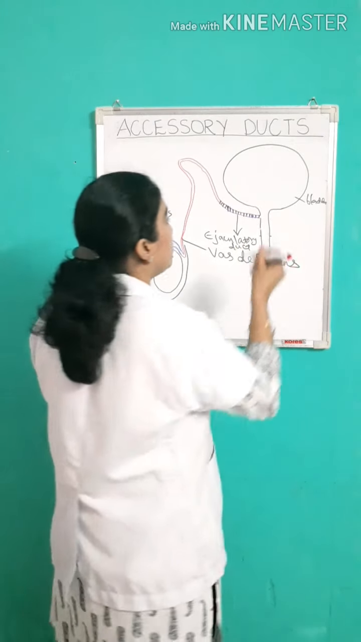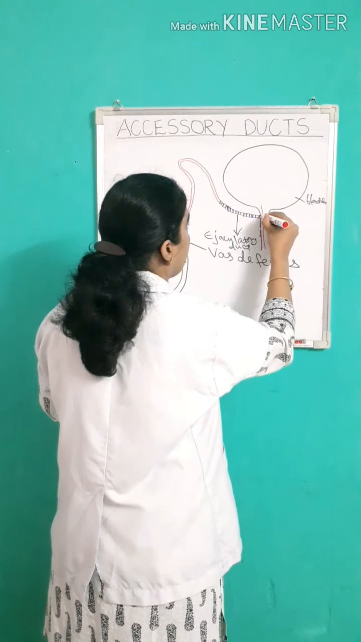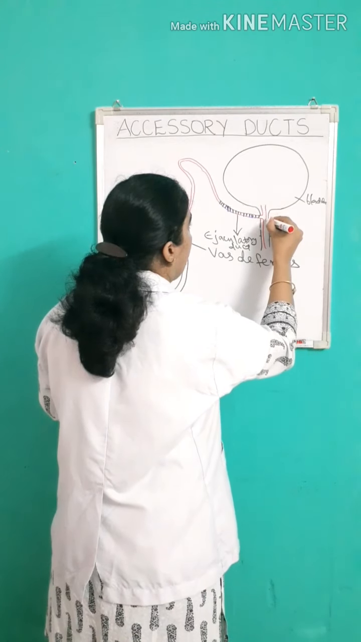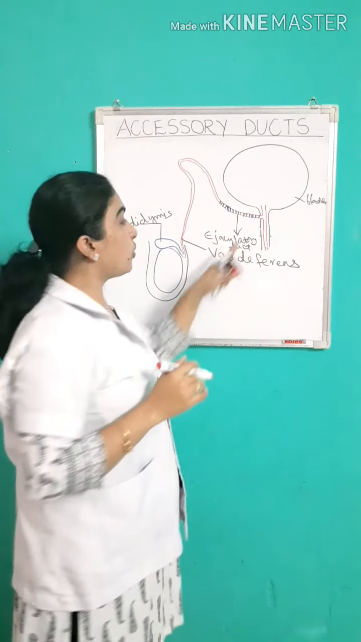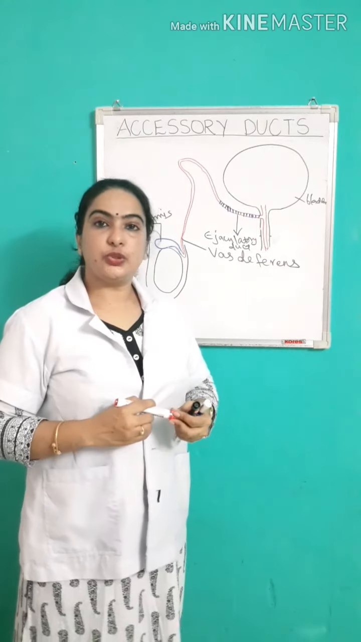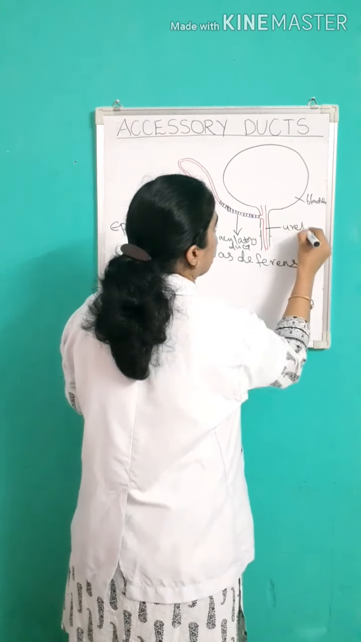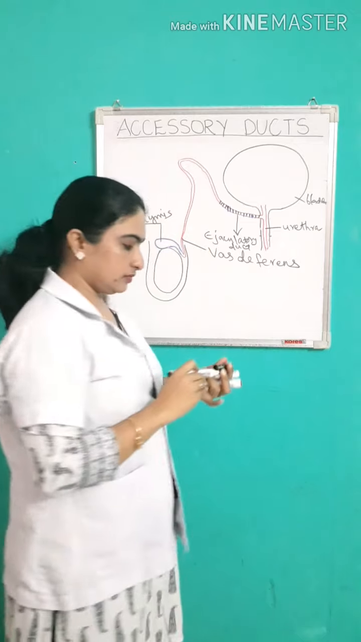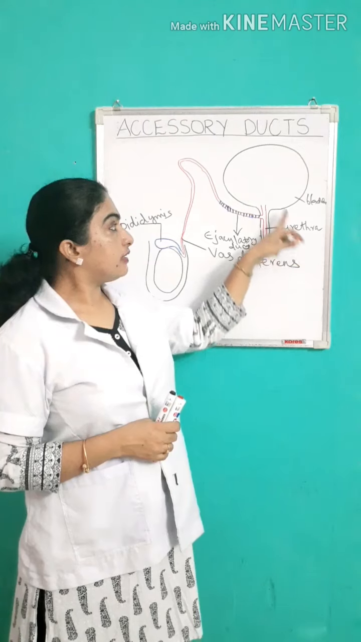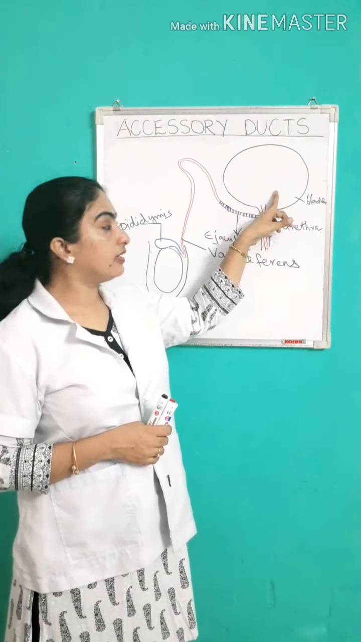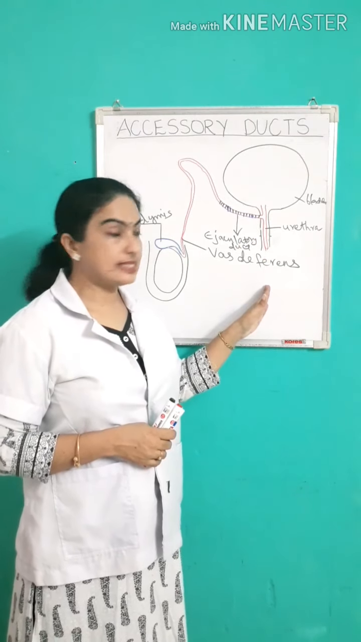finally opens into the urethra. So actually the urethra arises from the urinary bladder, and this ejaculatory duct loops over and finally opens into the urethra. So this is the urethra. We can say about the urethra: it arises from the urinary bladder and it passes through the penis.